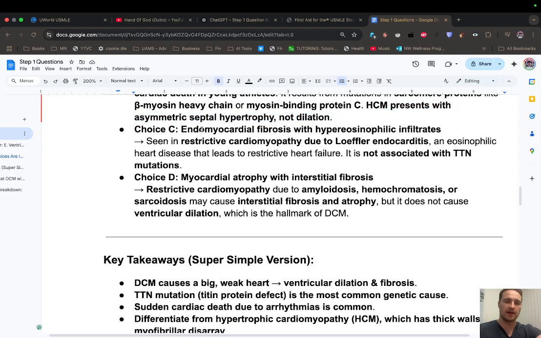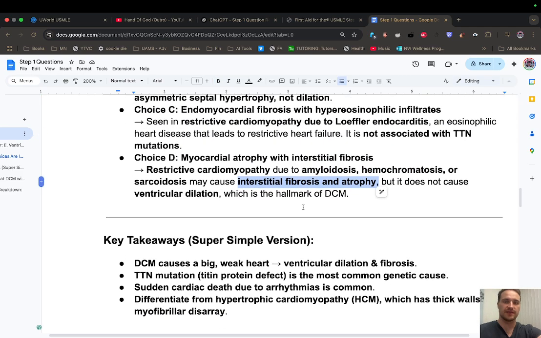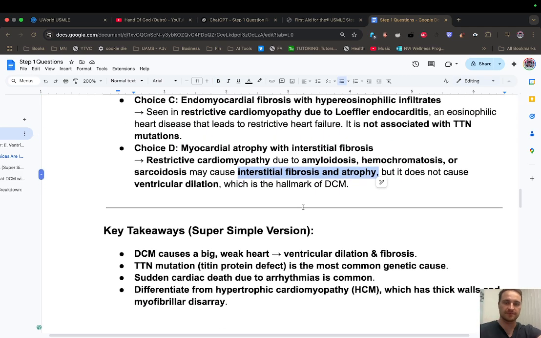Then we have endomyocardial fibrosis. That would be restrictive cardiomyopathy due to Loeffler endocarditis. Restrictive cardiomyopathy is commonly associated with amyloidosis, hemochromatosis, and sarcoidosis. And restrictive cardiomyopathy can also cause interstitial fibrosis and atrophy. So that wouldn't dilate, it would just be atrophic.